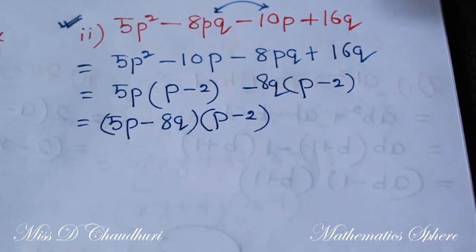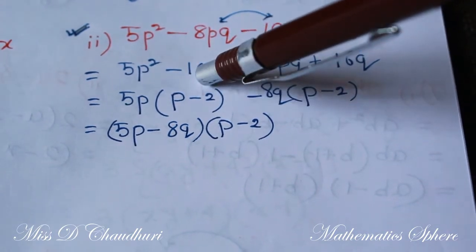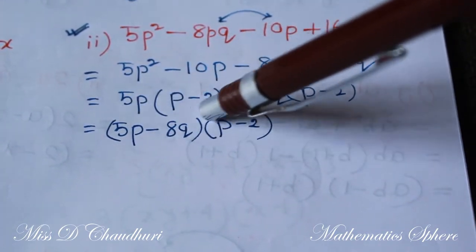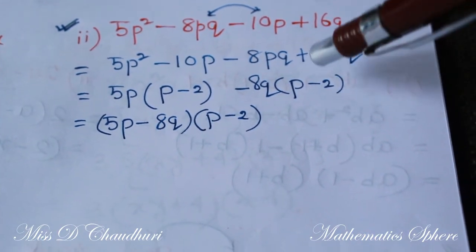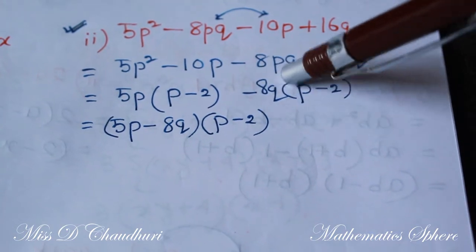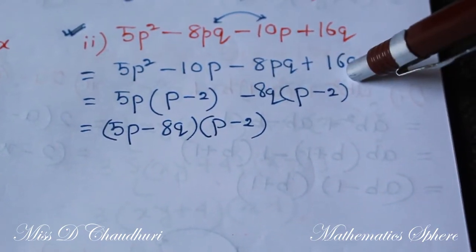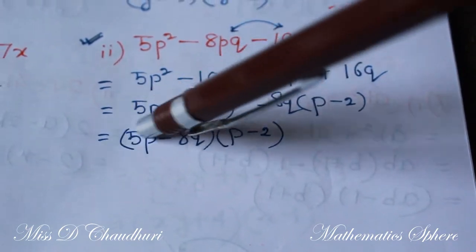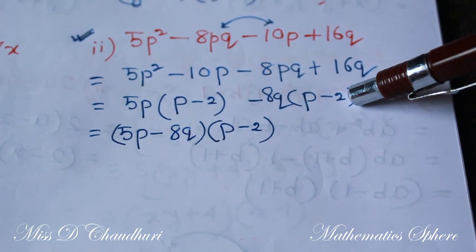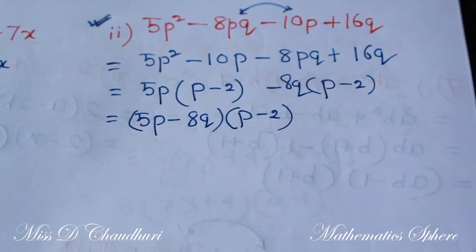So what is to be done? Here you will take the common part from the first one. This factor should be equal to this factor. After finding this, you place this one here. Now you go to the reverse part and check what should be kept in the common part so that this one gets satisfied. So now this comes to the last part. This is p minus 2, this is p minus 2. So if you take p minus 2 common, 5p minus 8q will remain.